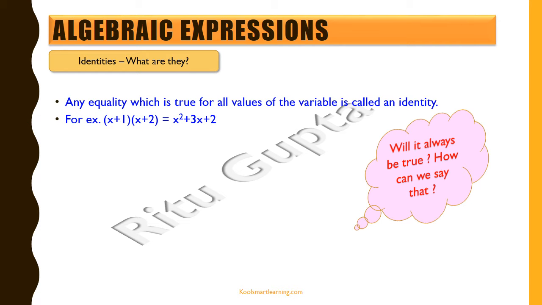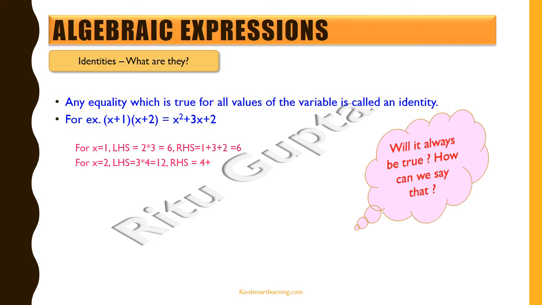Now let's take an example where we multiply x plus 1 with x plus 2 and we get x square plus 3x plus 2. Now if we want to see whether this x plus 1 multiplied by x plus 2 will always be equal to x square plus 3x plus 2, let's try putting different values of x and see if it is always true. So for x is equal to 1, we see the left hand side becomes equal to 6 and the right hand side also becomes equal to 6.